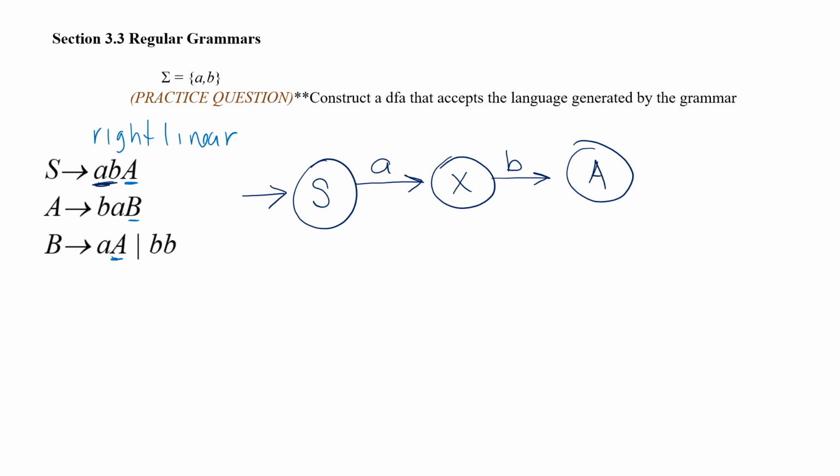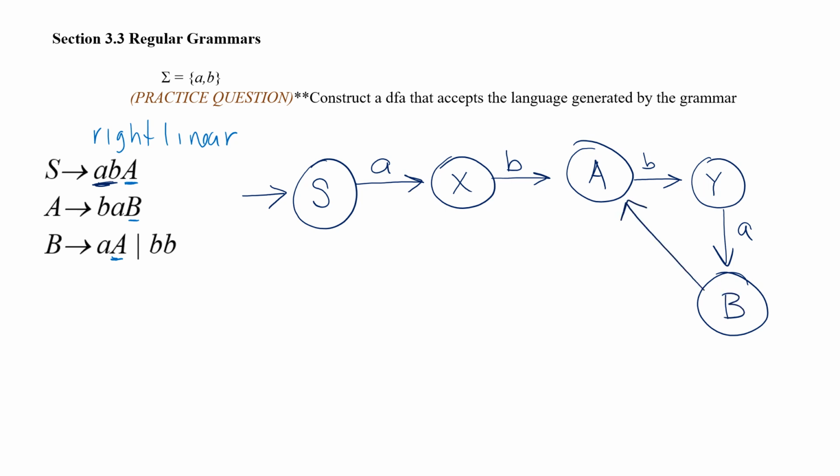All right, then from A, I would do a B, let's call this Y, and an A to get to B. And then with an A, I'm going to go back here to there. And with a B, I have to get two B's. So I'm going to get a B. I'll call this Z, and another B, and call this K. All right, so this is going to be my accepting state.